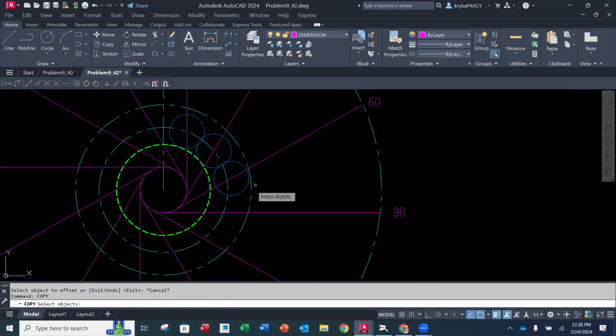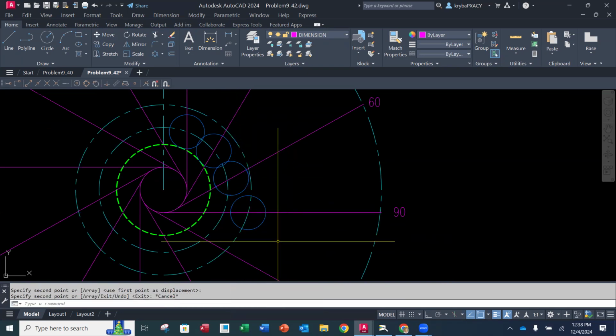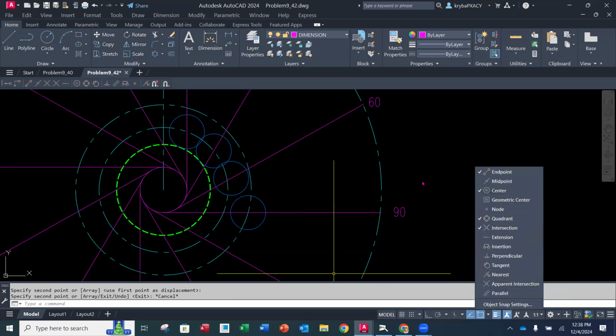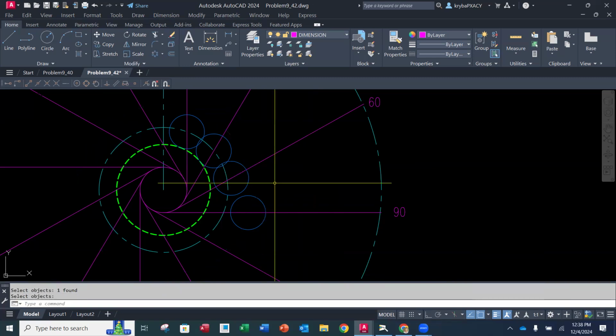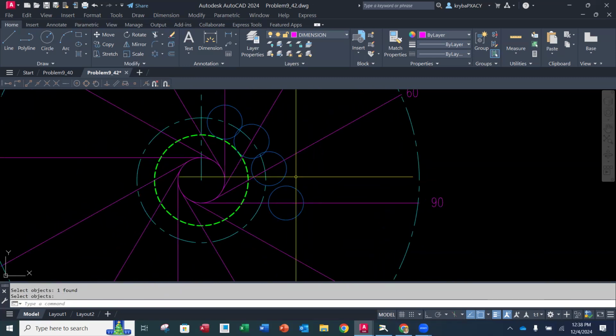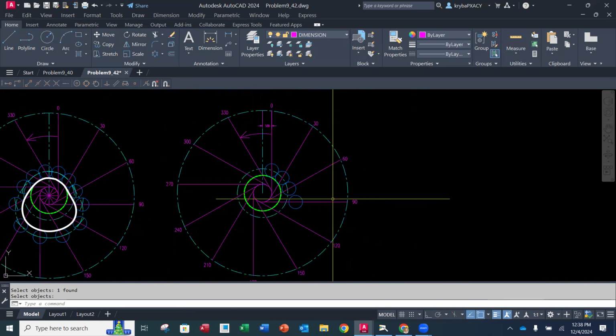And we're going to copy the roller from its center here to the intersection there. I'm going to turn on center. Go that way, it'll grab it. And I can get rid of that. And then we're going to do that very same process all the way around, and again, along the offset lines, okay?